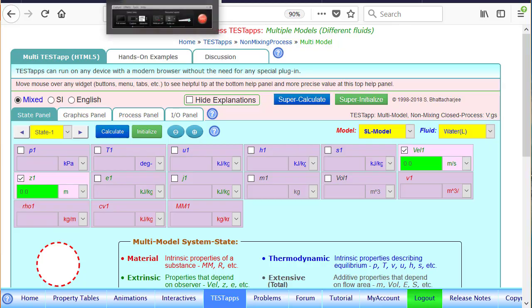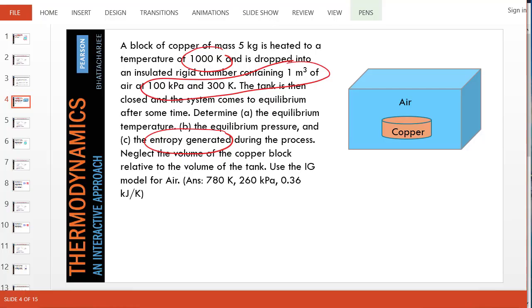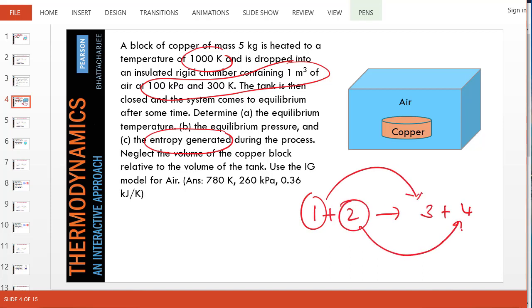So going back to the PowerPoint, let's make sure we decide on which is what state. In the beginning, these are my BA and BB states. So we'll call copper state to be state 1 and air state to be state 2. And then we'll carry that to state 3 and 4. In other words, we'll go from state 1 and 2 going to 3 and 4. But we have to make sure that 1 goes to 3 and 2 goes to 4. So that's a little bit tricky. We have to be careful about that.